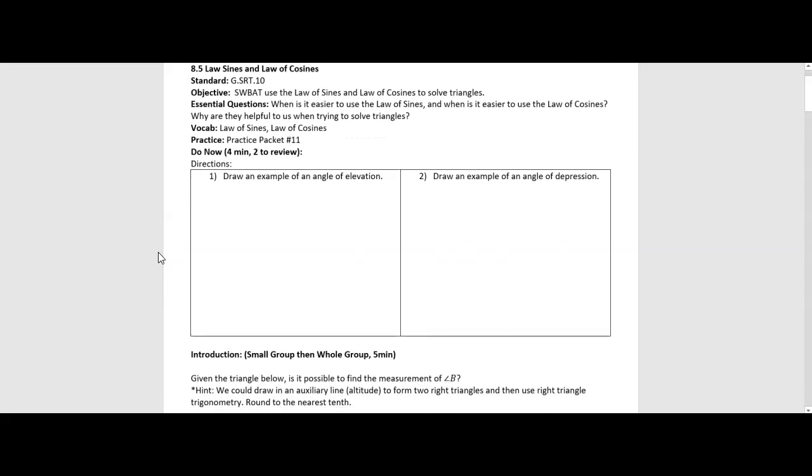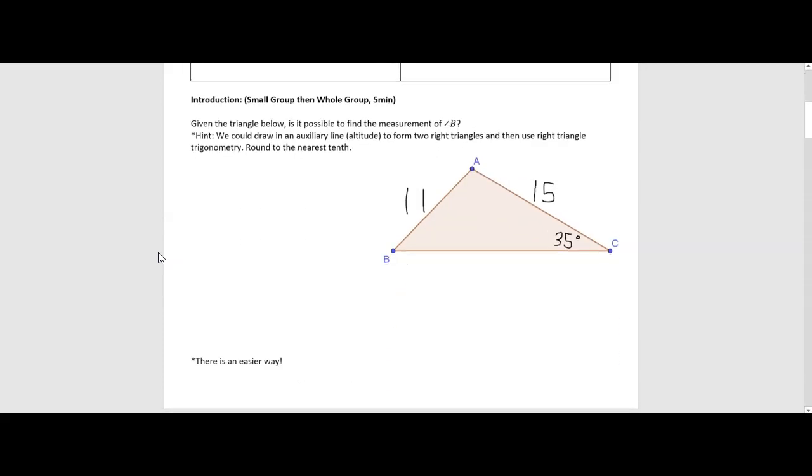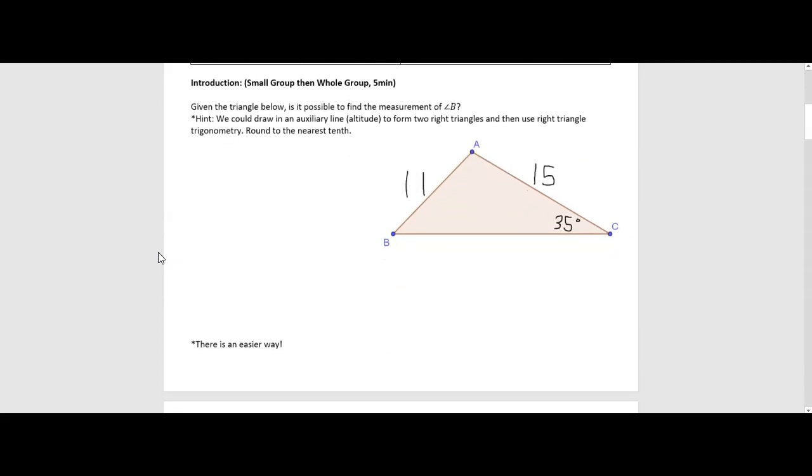We're going to skip the do now. That's a little bit of review of angles of elevation and depression, and we are going to look at this introduction problem. It says, given the triangle below, is it possible to find the measurement of angle B? I do give you a hint, because this problem looks a little different than the ones we've currently worked with. There is no right angle here.